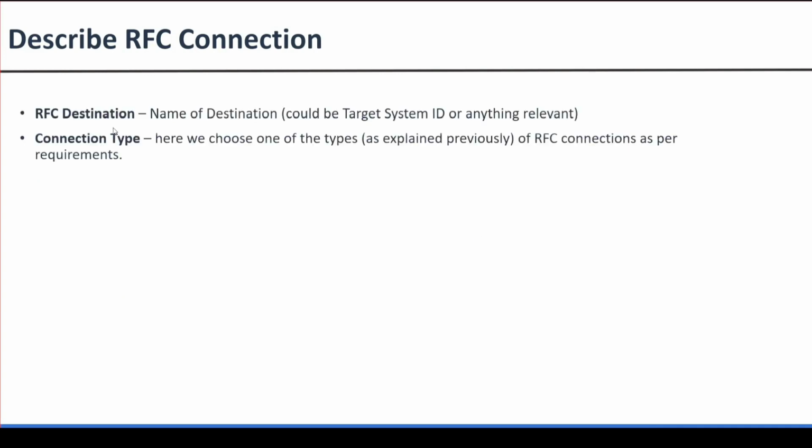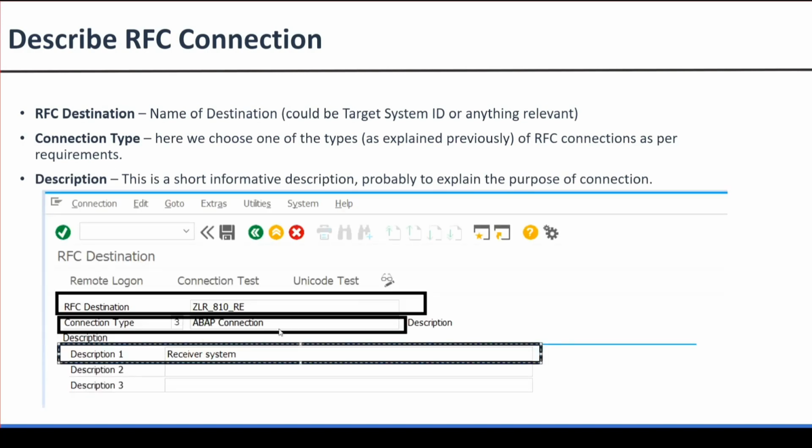Then I will get the pop-up with the RFC destination name, connection type and description. This screen will be triggered. Now here I will enter the RFC destination, nothing but my receiver system name. This is ZLR_810_RE. This is my receiver system name. You can choose the connection type as ABAP connection, and you can enter the description of the receiver system. The RFC destination is nothing but the receiver system name. You need to choose the connection type, and in the description you can maintain the purpose of this RFC destination and detailed information.